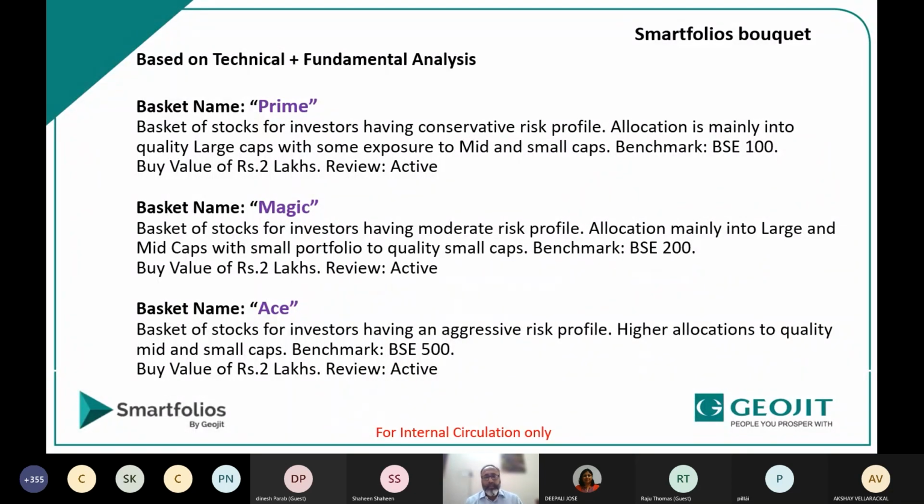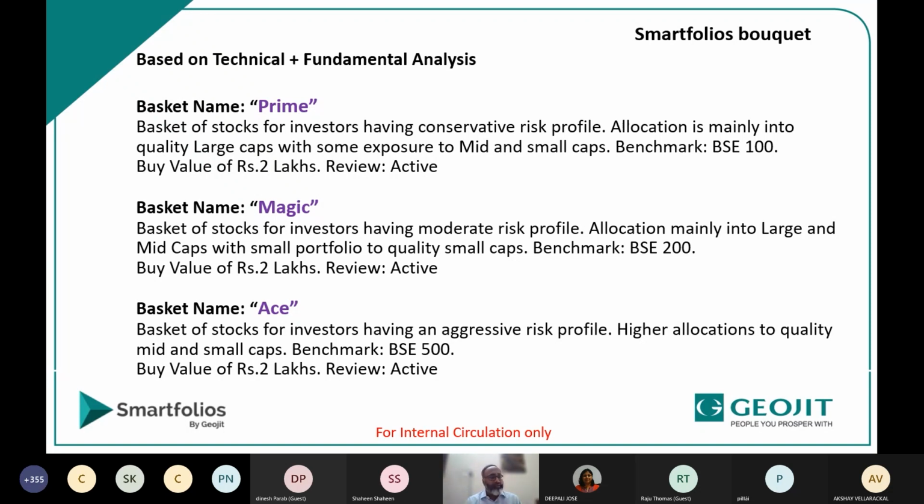The third one is Ace. Ace is for aggressive investors, because Ace has the highest exposure to small and mid caps when you compare it with Prime and Magic. That is why we would suggest it only for investors with an aggressive risk profile. Ace currently has around 9 stocks in the basket, and that concentration is also part of the aggressiveness of the basket. All these three baskets have a minimum investment value of 2 lakh rupees.